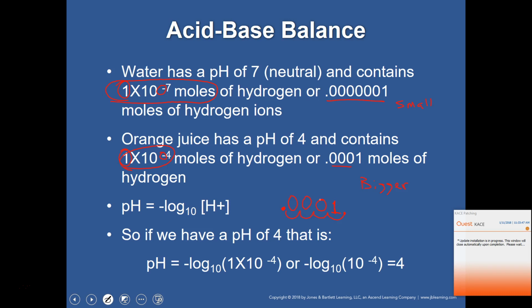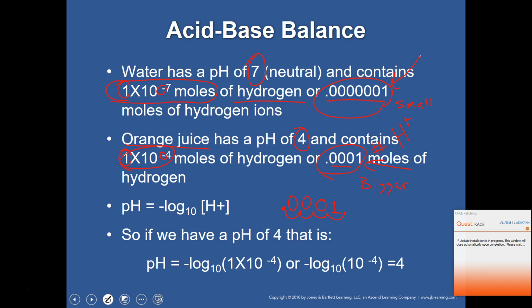because remember, we're measuring hydrogen, right? And a neutral solution of 7 has less hydrogen molecules than orange juice does at a pH of 4. And if you look at the two numbers, obviously this number down here in the orange juice is bigger than this number here. That's a very small number. And this represents the number of hydrogen molecules. So there's more hydrogen molecules in this one than there is in this one, okay? So that's where that's at.